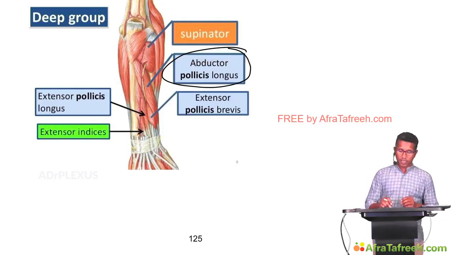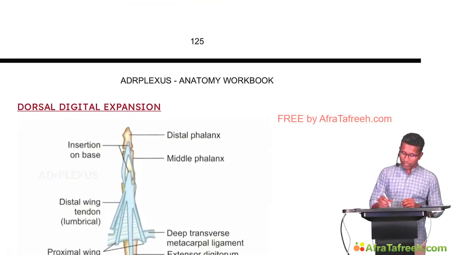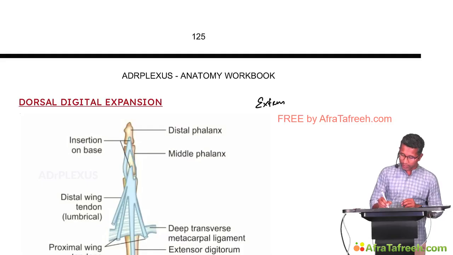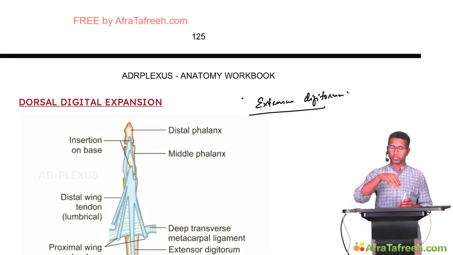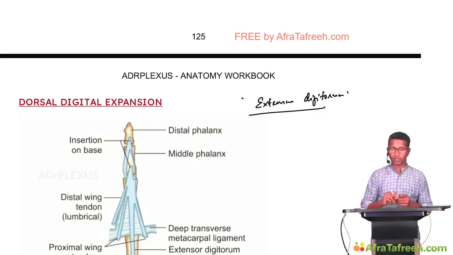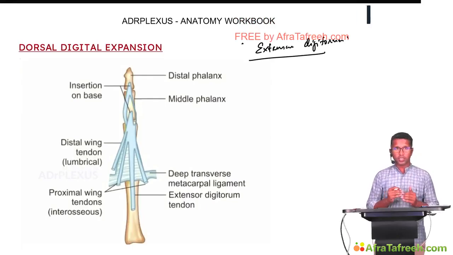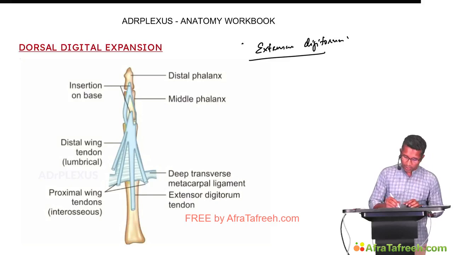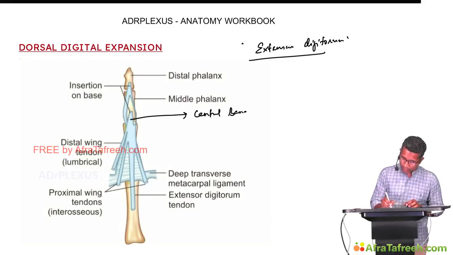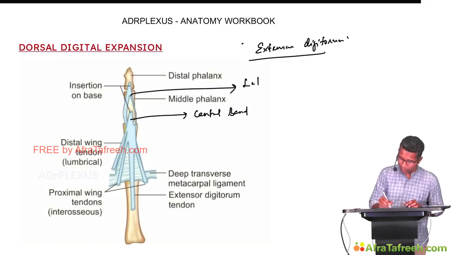There is an important muscle in the extensor group, which is called the extensor digitorum muscle. It causes extension of the metacarpophalangeal joint, and when this extensor digitorum muscle crosses the metacarpophalangeal joint, it splits into 3 bands. What you see here is the central band, and what you see on the distal part are the lateral bands of the extensor digitorum tendon.